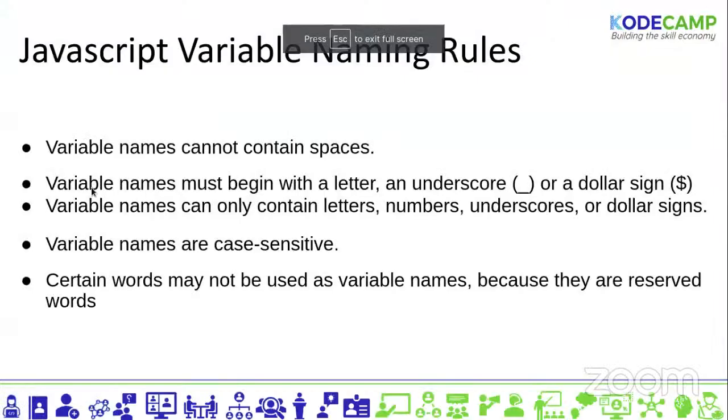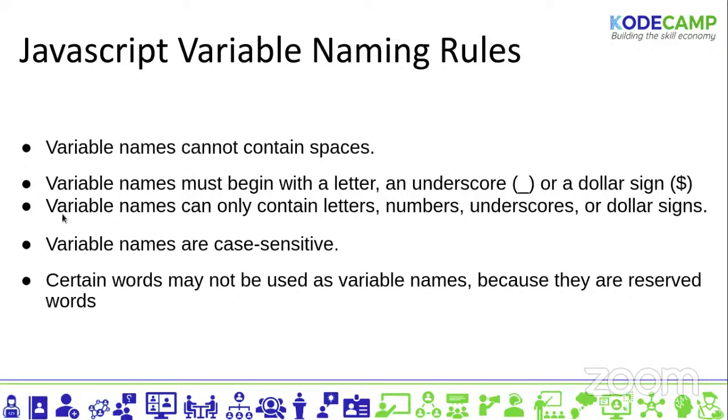Number two, variable names must begin with a letter, or an underscore, or a dollar sign. If you want to begin your variables, you can begin them with either a letter, an underscore, or a dollar sign. Apart from that, you can't.